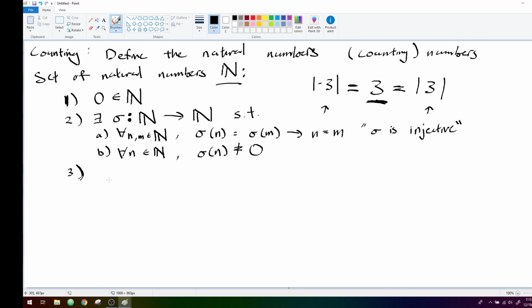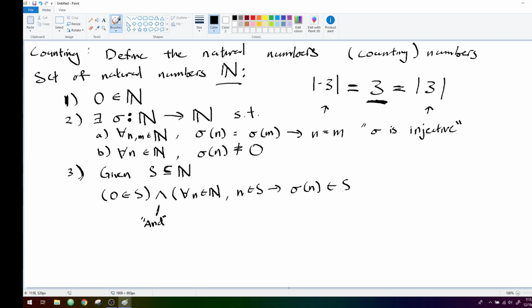So the third property is about subsets of the natural numbers. Given some set S, which is a subset of the natural numbers, if we know that 0 is in S, is an element of S, and this is the logical AND symbol, just for clarification, and for every natural number n in S, we know that sigma of n is also in S, then these two conditions, if I know they are both true at the same time, will together imply that S is not just a subset of the natural numbers. It doesn't just contain some of the natural numbers. It in fact contains all of them. It is the set of natural numbers.